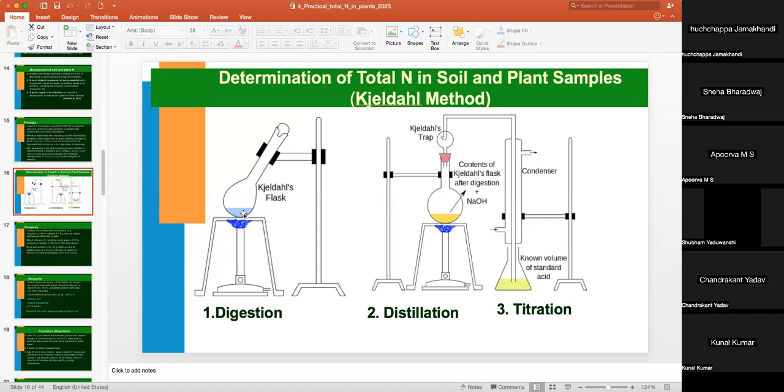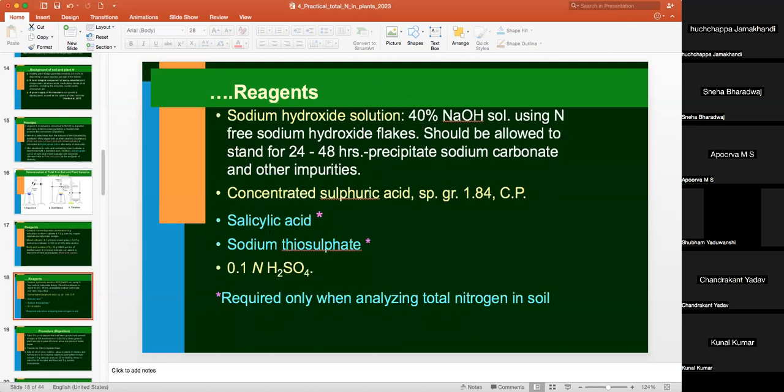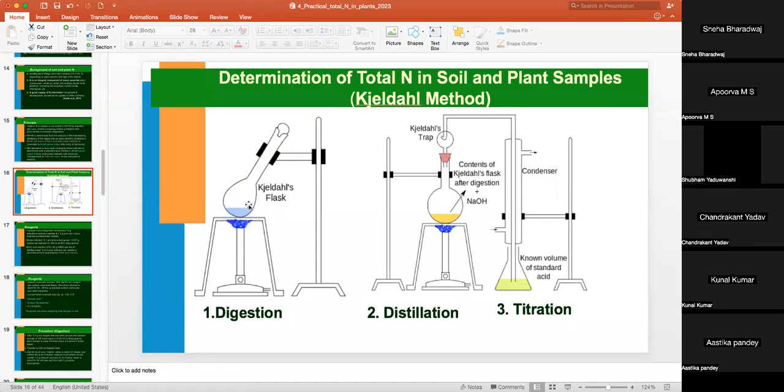If you are using soil sample, then you need to add two more compounds here. Besides sulfuric acid, which you add to decompose organic matter, you also need to add salicylic acid and sodium thiosulfate, if it is soil sample. Because in soil sample, you have three kinds of nitrogen. One is organic nitrogen that can be decomposed by sulfuric acid. Another is inorganic nitrogen. Inorganic nitrogen is ammonium.